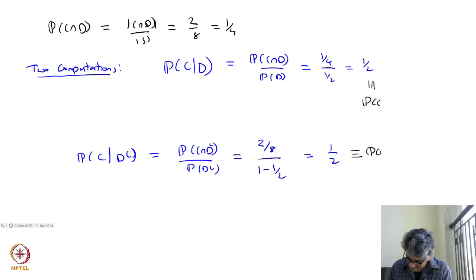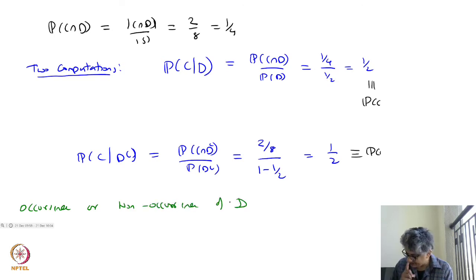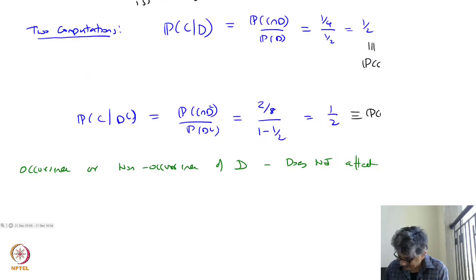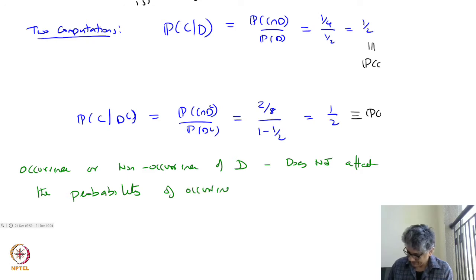So what we're observing here is that the occurrence or non-occurrence of D, that is D or D complement occurs, does not affect the probability of occurrence of C. So what we are seeing is that the occurrence of one event doesn't affect the occurrence of the other.